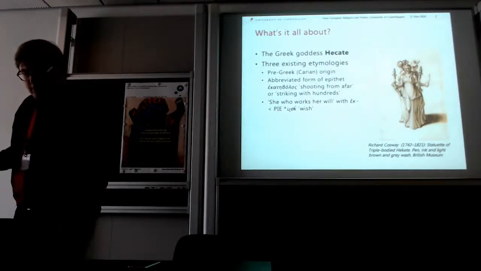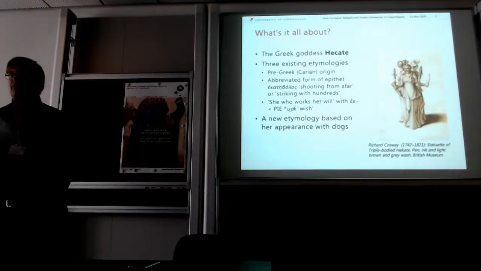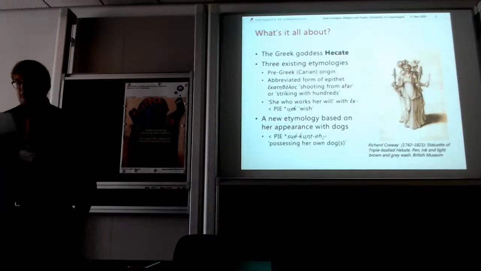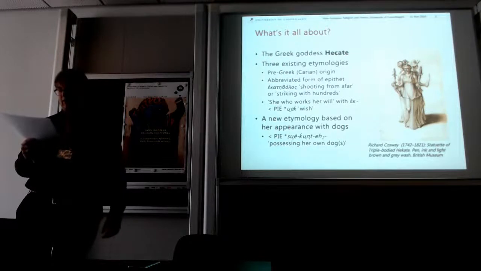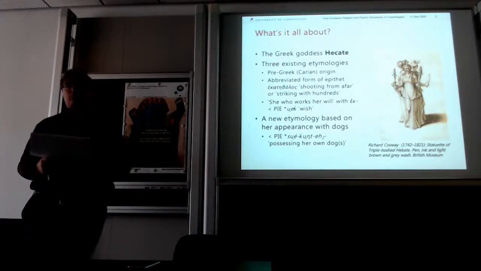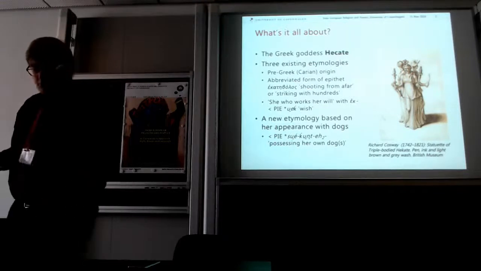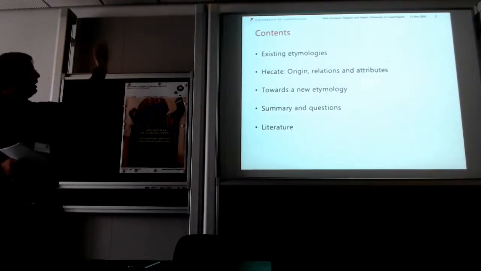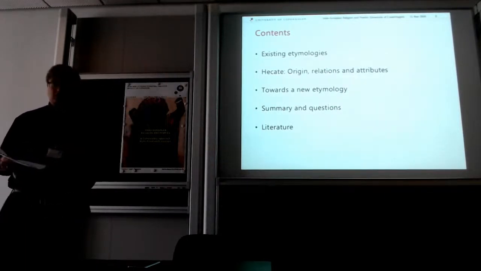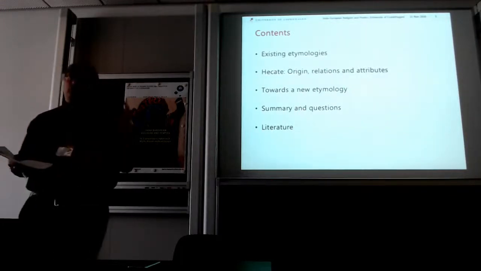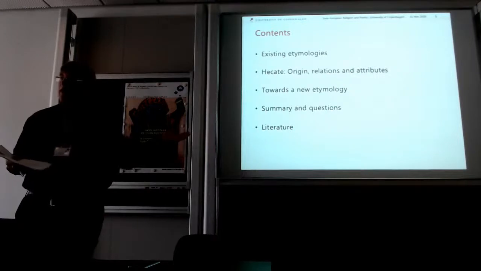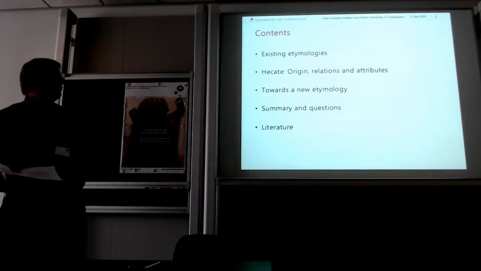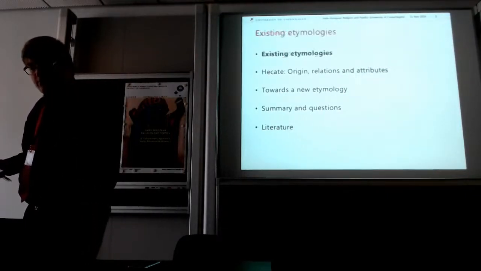I would like to propose a fourth etymology, a new etymology based on her appearance with dogs. So I would like to propose an etymology something along the lines of Proto-Indo-European swe-kuwn-tah, meaning possessing her own dogs, or she possesses her own dogs. I'll get back to why I would do that in a little while. But first, let's take a look at the structure of the talk. I'll begin by going through the existing etymologies in a little more detail, then turning to who Hecate actually is, and whether that fits with the existing etymologies, and then trying to make this new etymology. So, the existing etymologies.